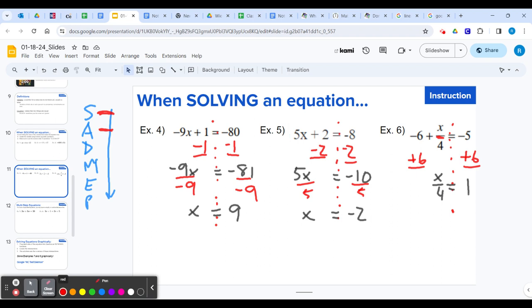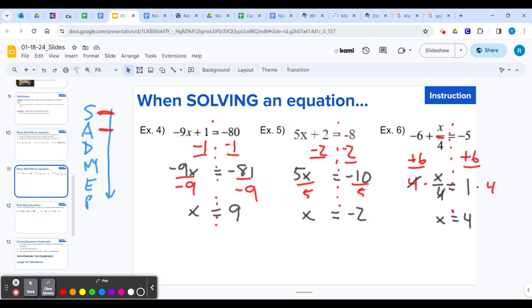And then to get rid of division or this fraction, we're going to multiply on both sides. So I take my 4 times x divided by 4, 1 times 4 on the right. These 4s cancel each other out, and I'm just left with x equals 4 on the right side.